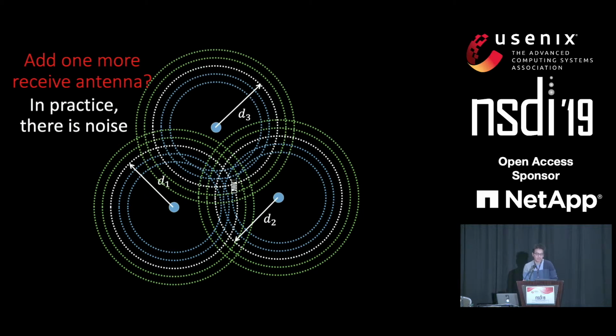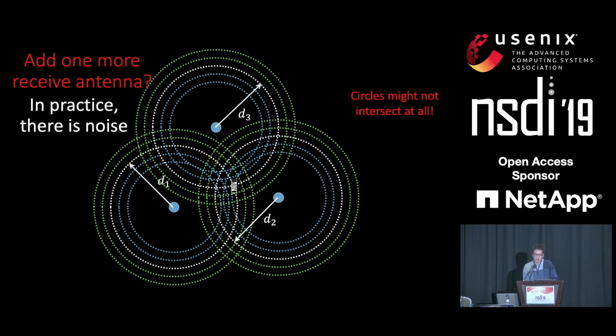However, in reality, there's noise. When there's noise, the distance estimate will be distorted. The circles may not intersect at all. Or maybe even worse, the circles may intersect at a wrong candidate, and then you will completely throw yourself off. So what are we doing here? Is there really no way for us to combine all these measurements across antennas?